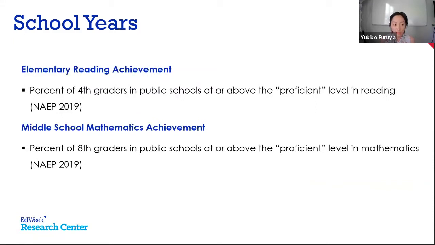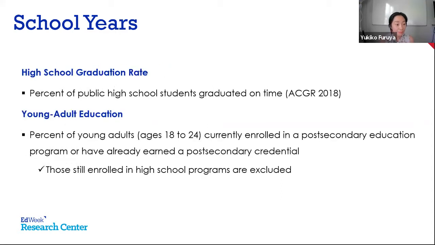And elementary reading achievement is the percent of fourth graders in public schools at or above the proficient level in reading. And middle school mathematics achievement is the percent of 8th graders in public schools at or above the proficient level in mathematics. Both come from NAEP. NAEP is administered every 2 years, so these indicator scores change every 2 years as well.